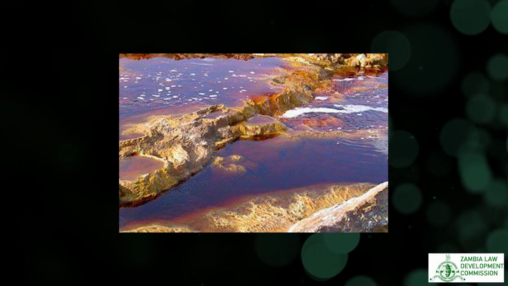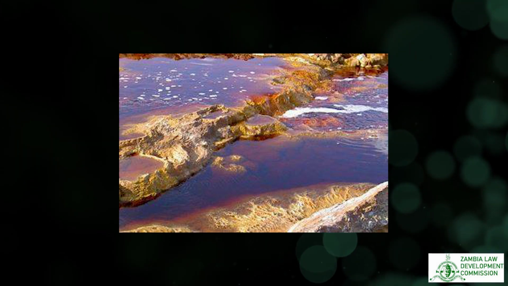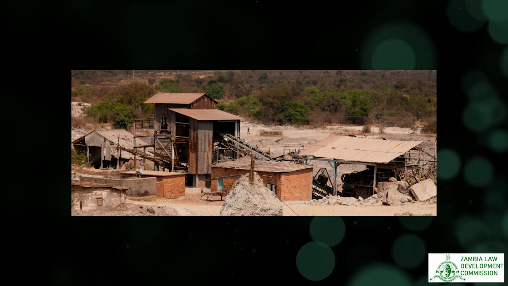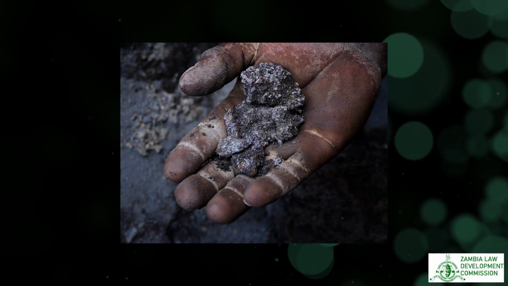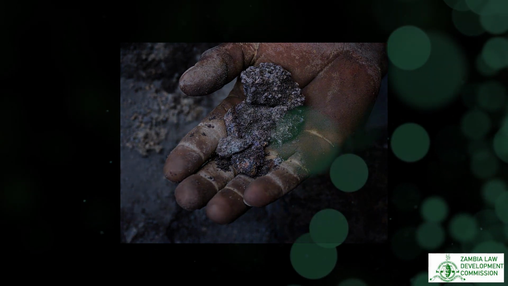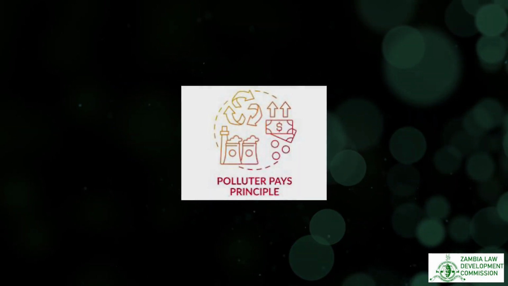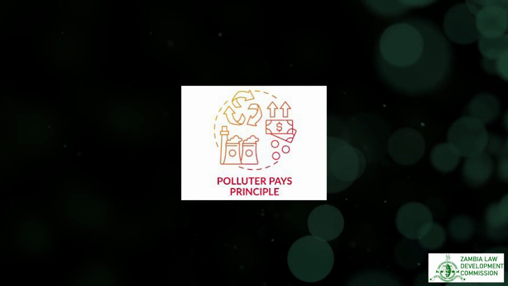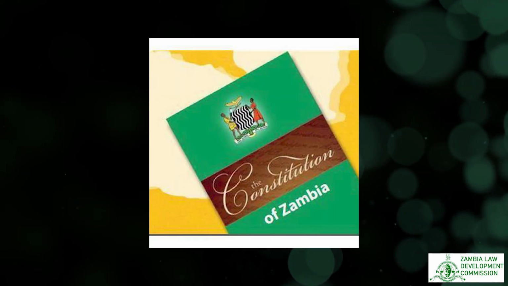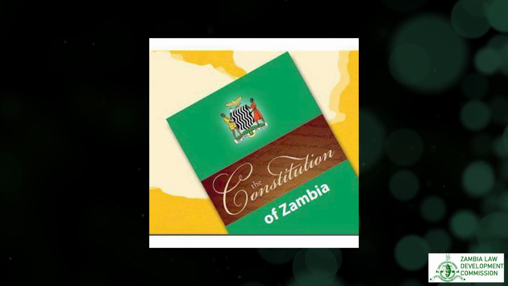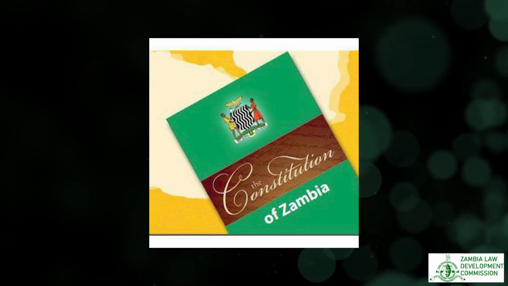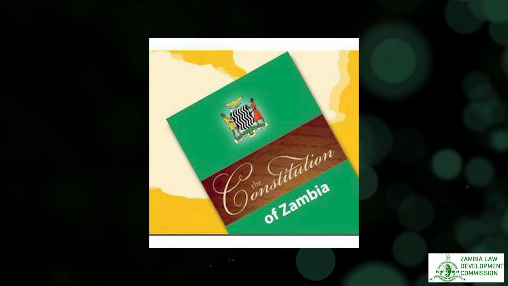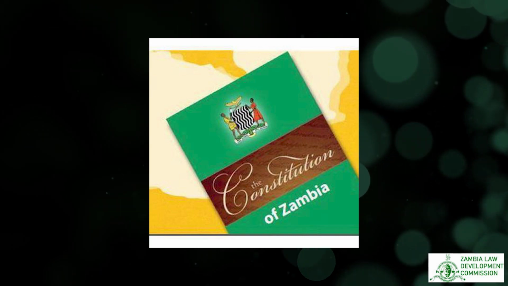In the Copperbelt province, townships adjacent to copper mining sites are severely polluted, while in the old mining town of Kabwe, there are unacceptably high levels of lead in the soil. It has been argued that the polluter pays principle, which has been ingrained in the Constitution and mining legislation, is an effective tool of ensuring remediation, but is unable to comprehensively address damage to the environment.